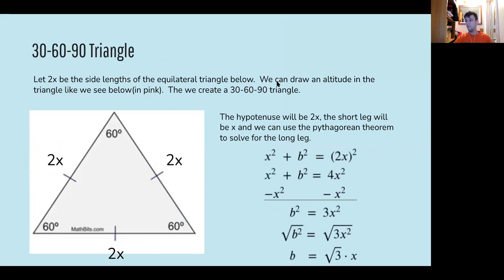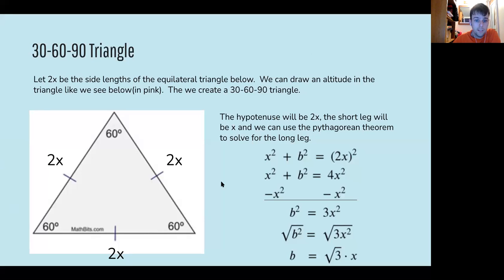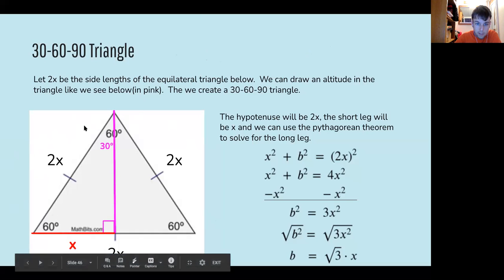All right, and then we have the 30, 60, 90 triangle. So where does the 30, 60, 90 triangle come from? The 30, 60, 90 triangle comes from this. We're going to start by drawing an equilateral triangle where all of the sides are equal to 2x. 2x is just an arbitrary length. 2 is going to make it useful for some of the things that we do. So 2x. And then what we do is we draw an altitude, a line right down the middle that is perpendicular to the base. And that creates a 30, 60, 90 triangle.